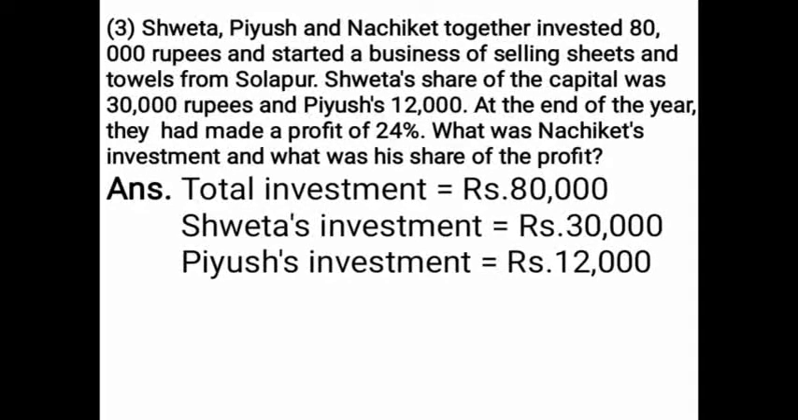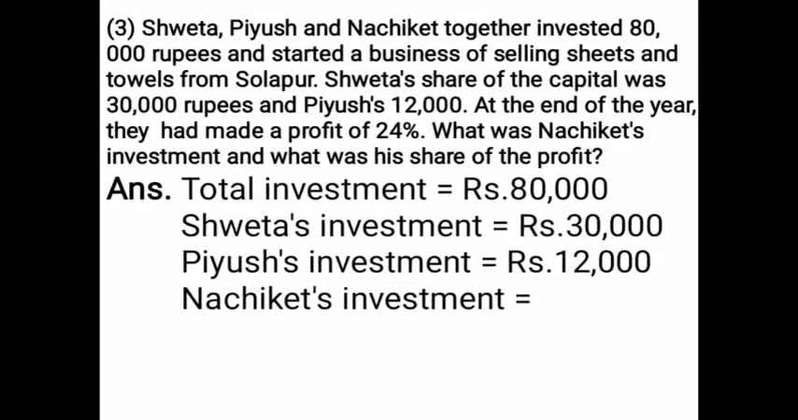You have to find Nachiket's investment because Nachiket's investment is not given. Nachiket's investment you have to take it as x. All these three names of investment, that is Shweta's investment, Piyush investment and Nachiket's investment, you have to arrange it on left side and total investment which is given you have to write it on the right side. You have to solve like an equation sum like this way.